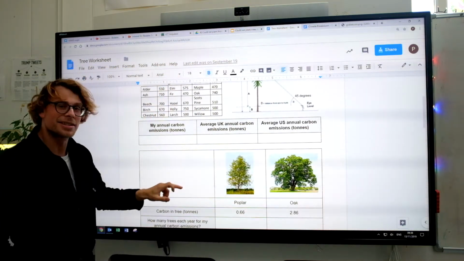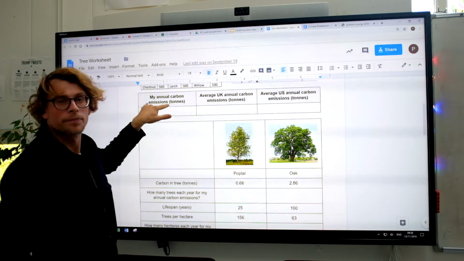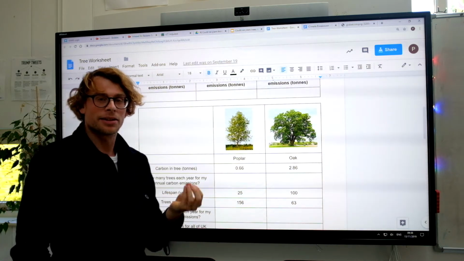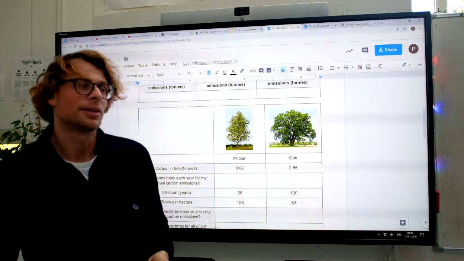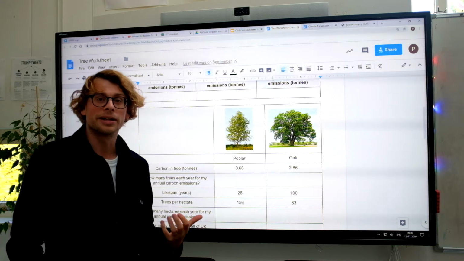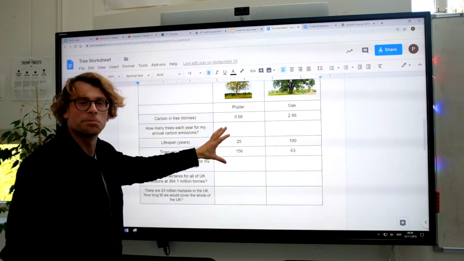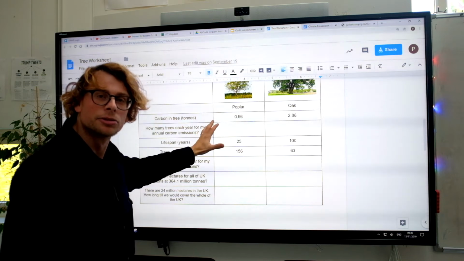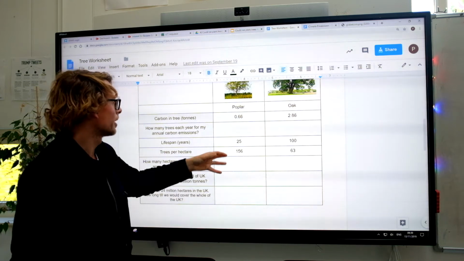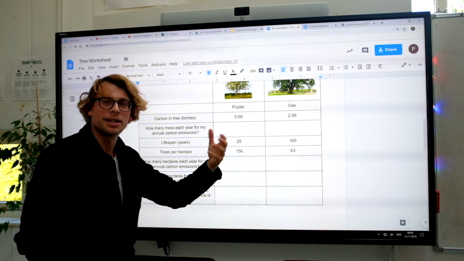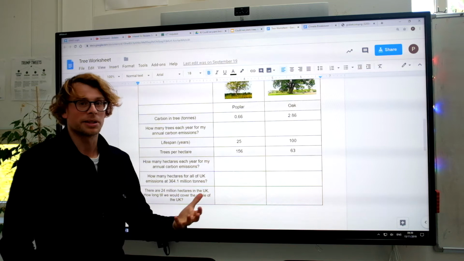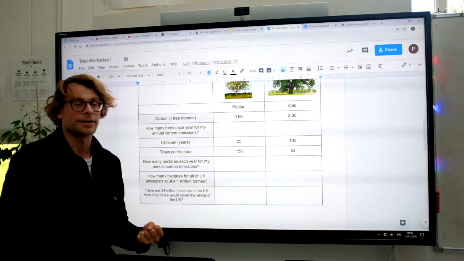This worksheet then takes you thinking about the students' carbon emissions, the UK average annual and the US average, to then think about how many trees we will need to plant, or particularly which type of tree might be a good one to plant in order to sequester or lock away the carbon. So again, there's some crude maths to try and answer the question: how many poplar trees would you need to plant, or how many oak trees, in order to sequester your carbon emissions for a year. And for students it may be something like 6 trees.